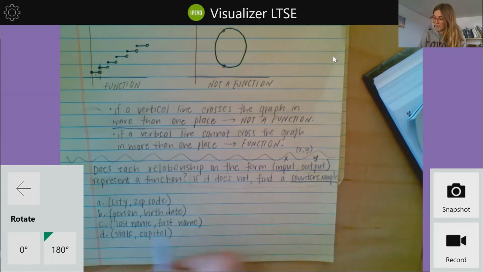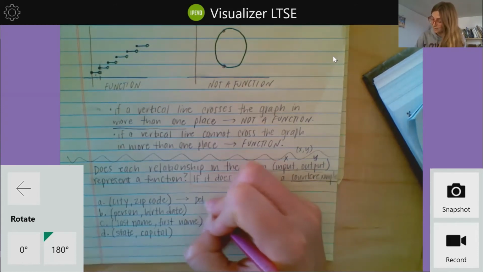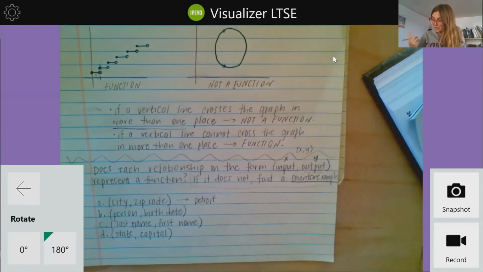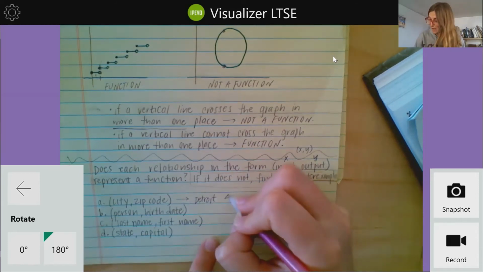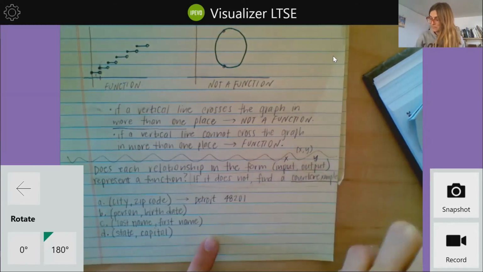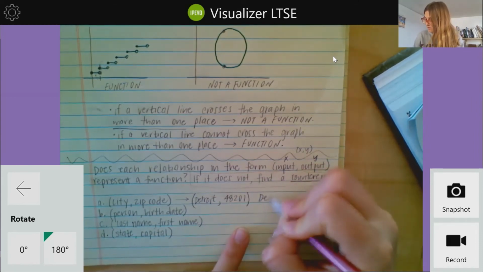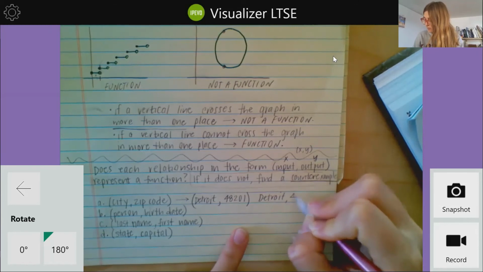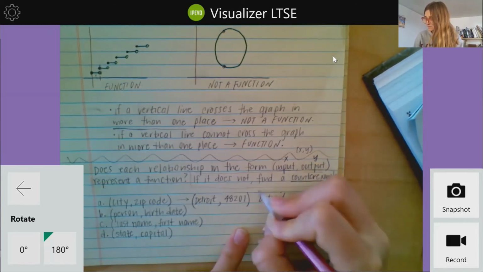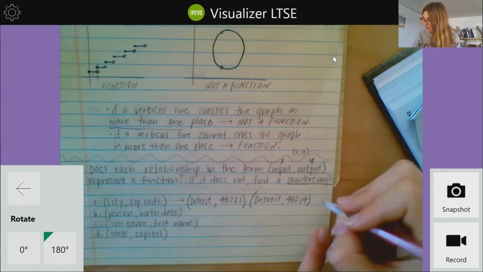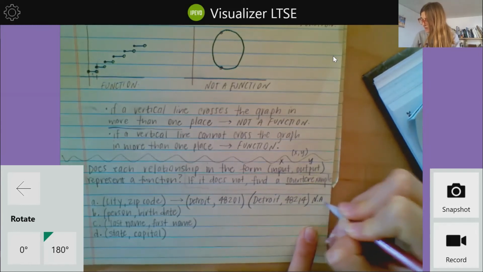So for my counterexample here, I'm going to give Detroit. Detroit has many more than one zip code, but I lived in two different zip codes. One was 48201 and 48214. Okay, so a city can have more than one zip code. So this is not a function. Okay.